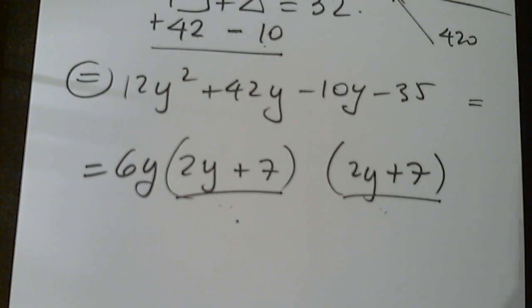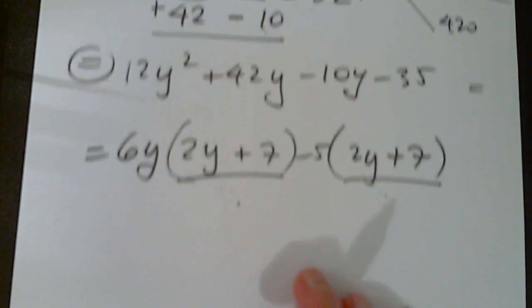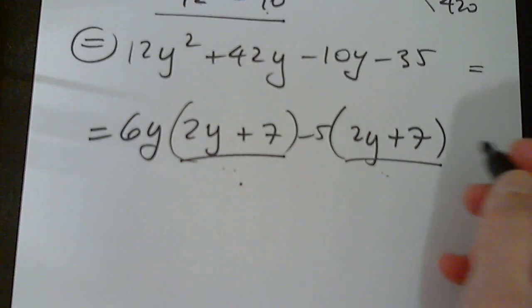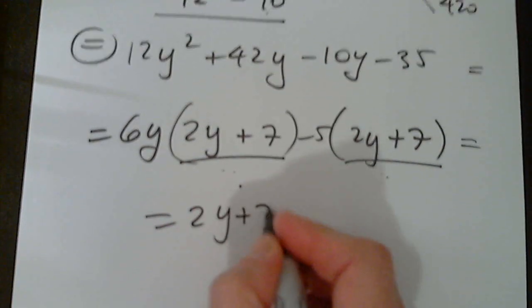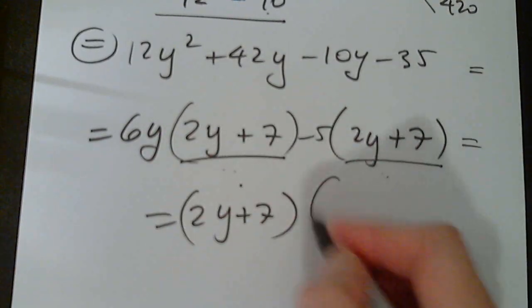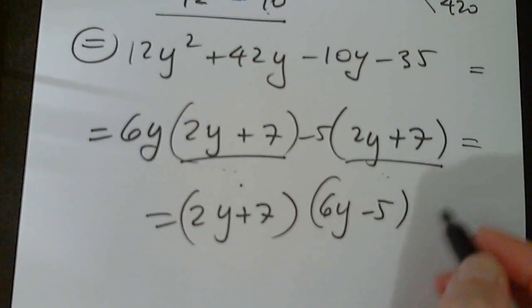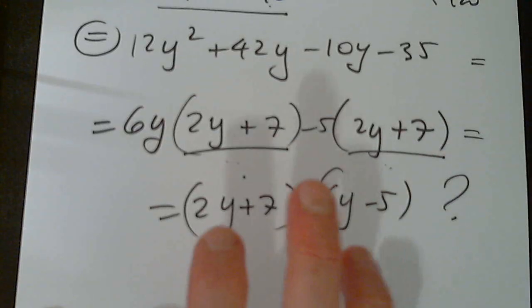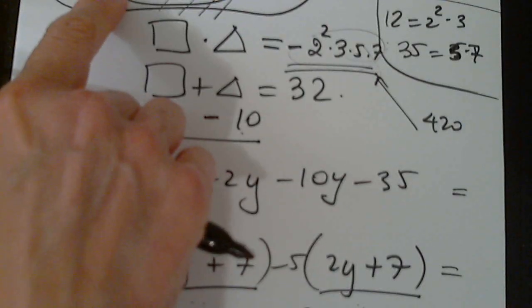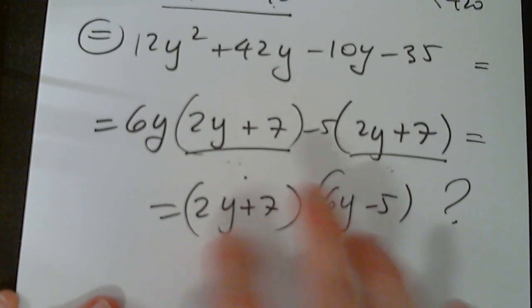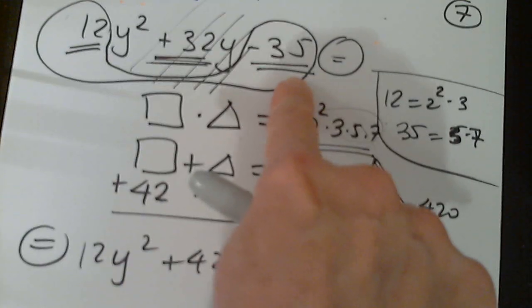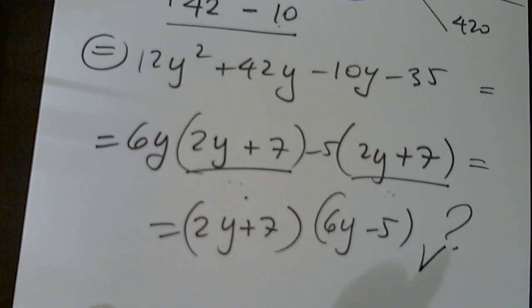Now I do. Oh, okay, never mind. -5. -5 times this is this, -5 times 7 is that. But now I found my common factor, and I'm done with 6y minus 5. Is it true? I don't need anyone to tell me yes or no. I'll multiply myself. This times this is 12y squared. This times this is -10y plus 42y is 32y. 7 times -5 is -35. I know it's done.